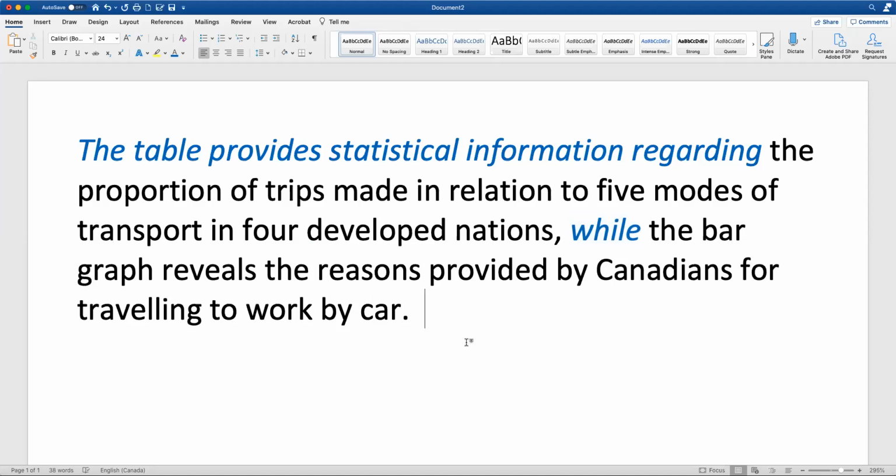So, remember, because we have 2 figures, we have the chart or the table and we have the bar graph. So we need to say both in that opening sentence. So we said about the table, then we connected with the bar graph. While the bar graph reveals, sorry, that structure here.